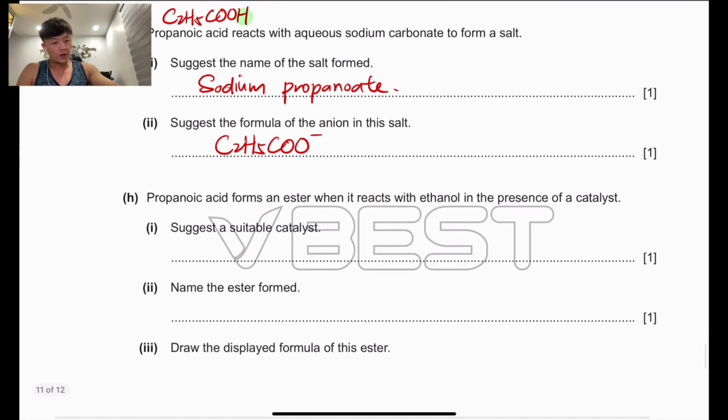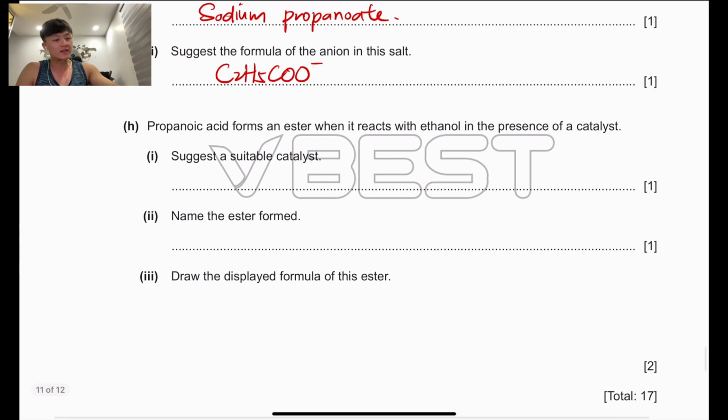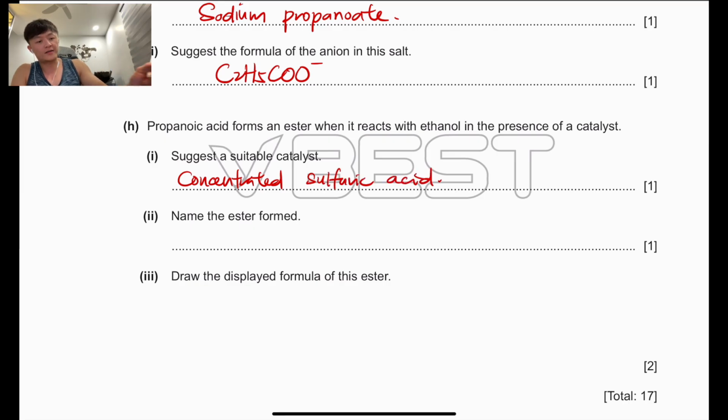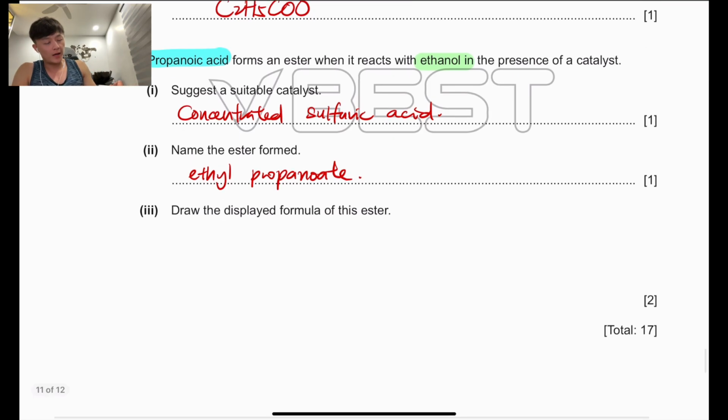Okay, so next one, propanoic acid forms an ester when it reacts with ethanol in the presence of a catalyst. So this is about what? Esterification. So what is the catalyst to use again? Concentrated sulfuric acid. The ester produced, remember the naming always starts with the alcohol part, then followed by the acid part. So alcohol part, ethanol, ethyl propanoate.